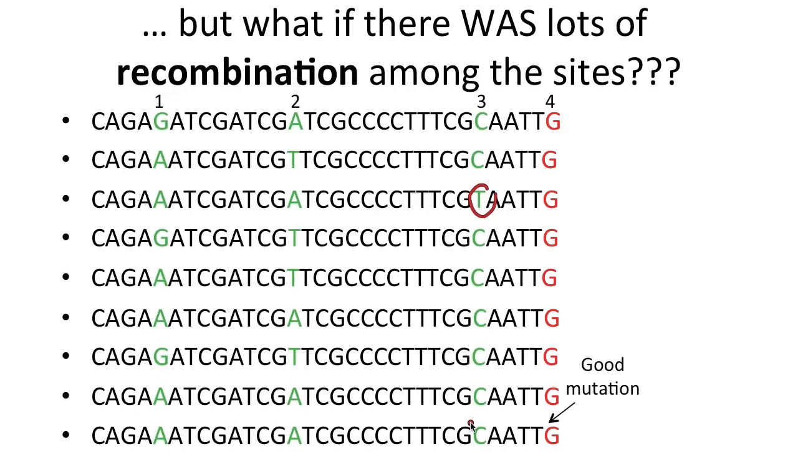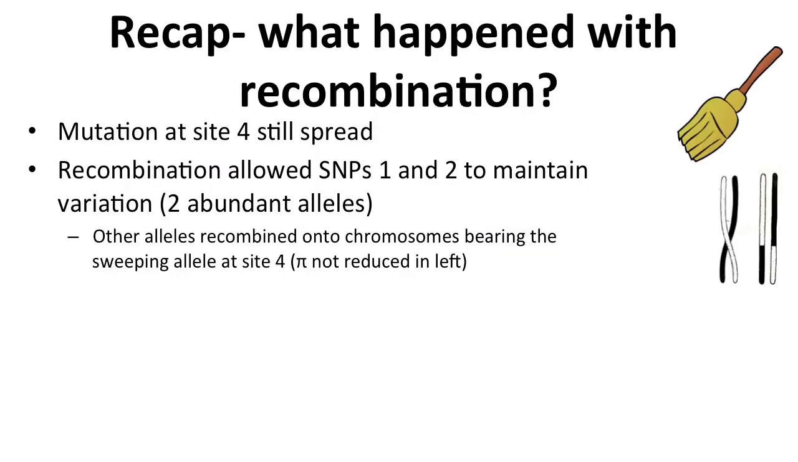So let's break this up. So what happened with recombination? Well, the mutation at site 4 still spread. That's very important. It's not that selection stopped. Selection operated just the same as it did before. Recombination allowed SNPs 1 and 2 to maintain most of their variation, so we still have 2 abundant alleles at those 2 SNPs, right? So the other alleles recombine onto the chromosomes bearing the sweeping allele at site 4, so pi was actually not reduced in that left half of the picture that we just saw. At SNP 3, we had something that was kind of intermediate between the two.